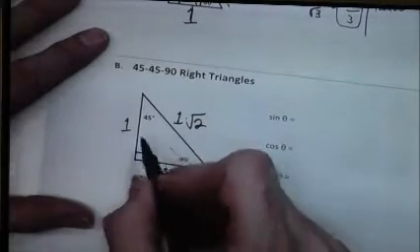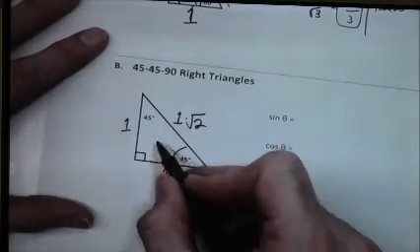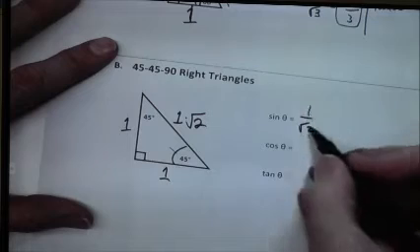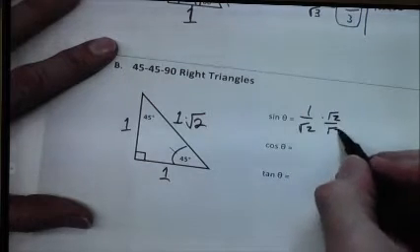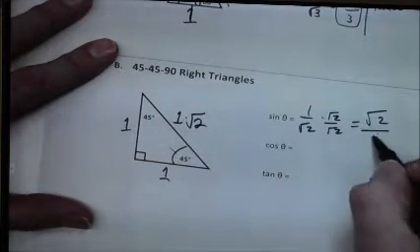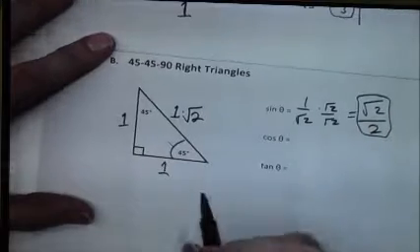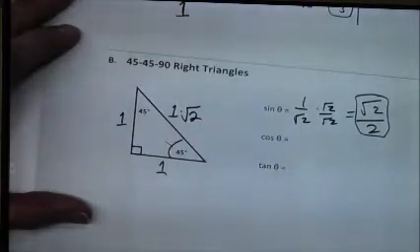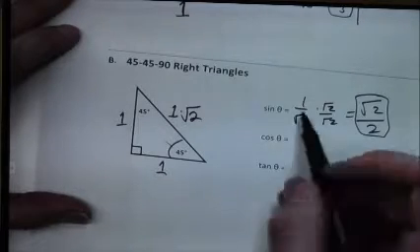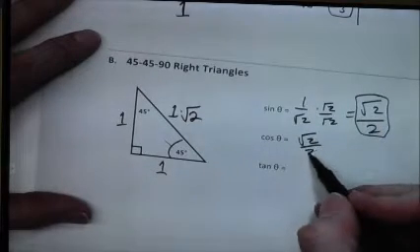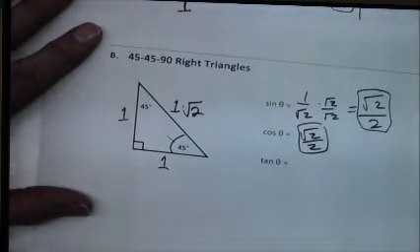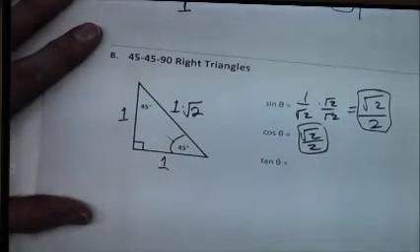The sine of this, it doesn't matter which one I take, is going to be the opposite over the hypotenuse, 1 over square root of 2, which means I've now got to rationalize it. So that's the sine. The cosine is the adjacent over it. It's the same thing, so I don't even have to rationalize it. I just write square root of 2 over 2. It's the same 1 over square root of 2. So the sine and the cosine are exactly the same.